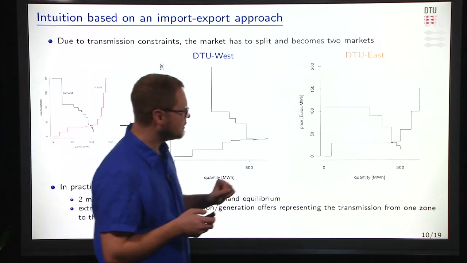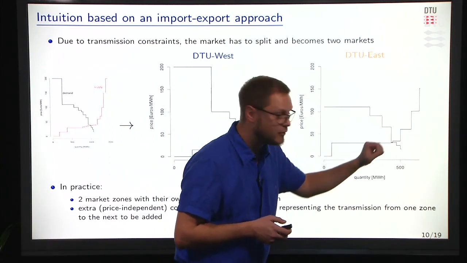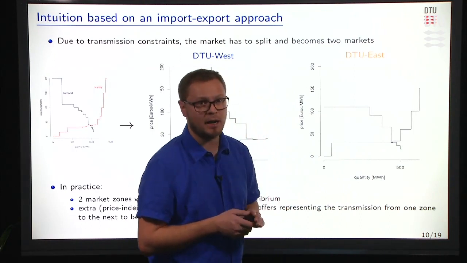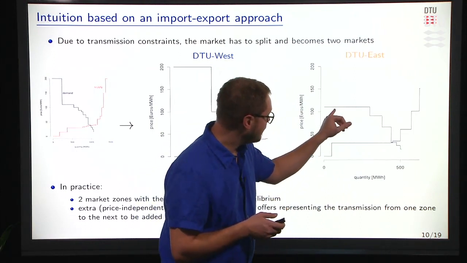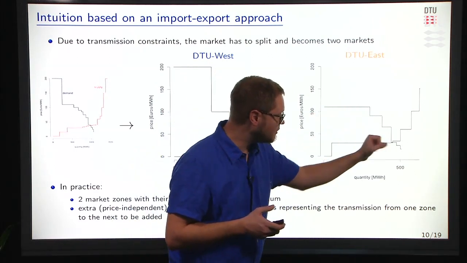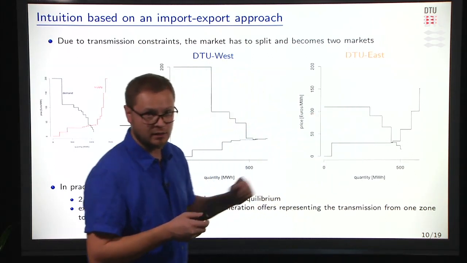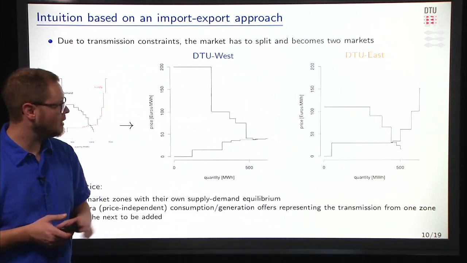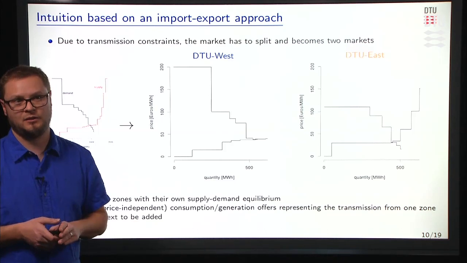For DTU East, we do the same thing. We define a supply curve respecting the merit order with only the supply offers on this side. And for the demand, we only take the demand offers from this side. We follow the merit order on the demand side, and we can define here also a market clearing with an equilibrium point, and you could deduce a schedule.